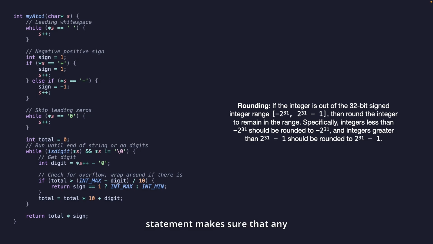The if statement makes sure that any addition and multiplication we do won't overflow. We do this by making sure the total is greater than the maximum integer subtracted by the digit and divided by 10. If you notice, the operations we do here are inverse of the ones we're going to do. That's intentional, and that's to make sure the number will not overflow.